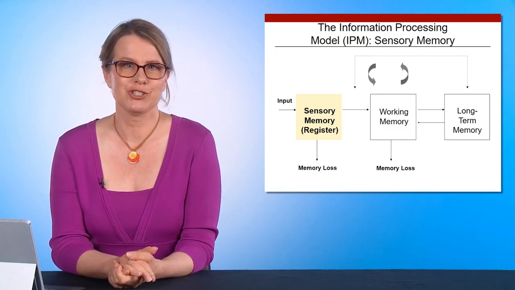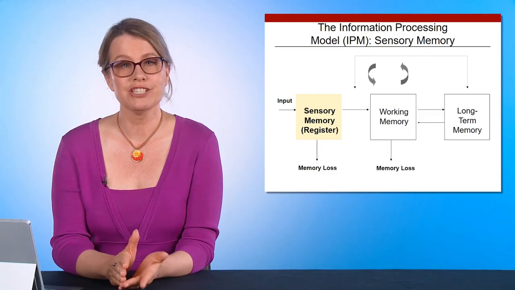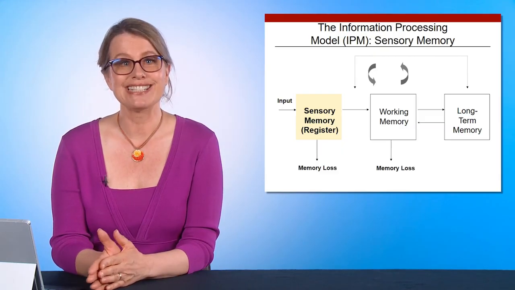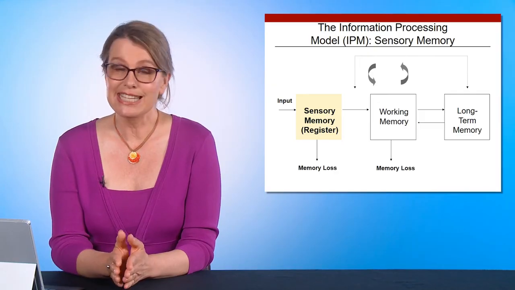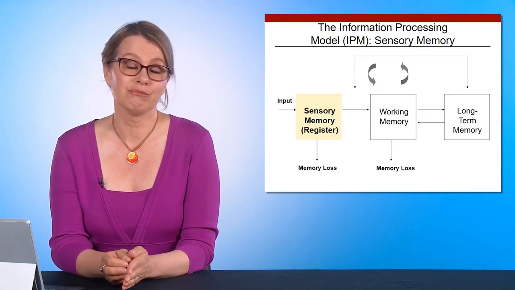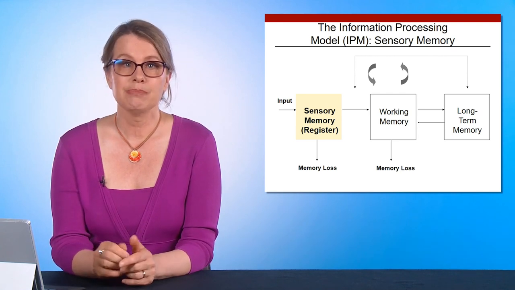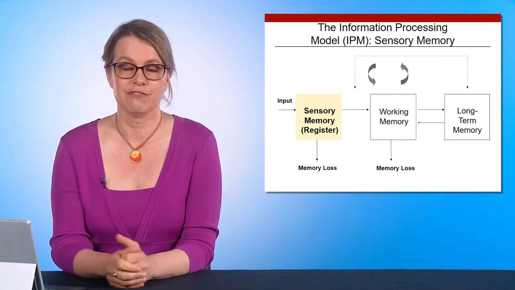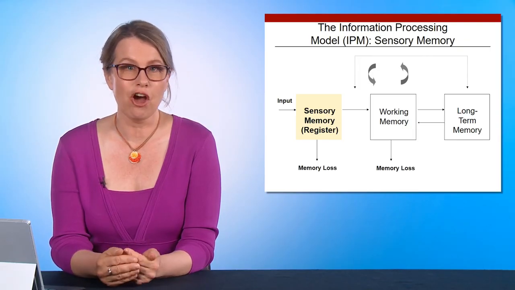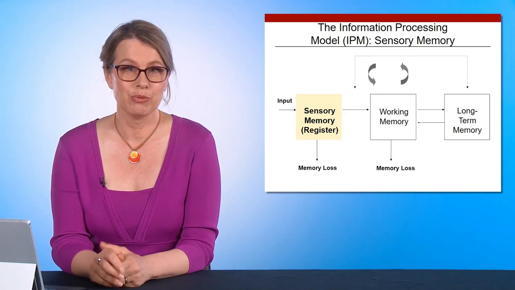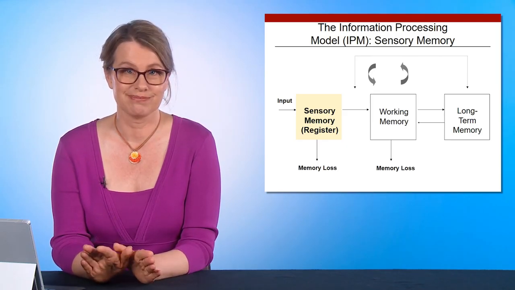So what happens to information in sensory memory? It is either moved into working memory or it is lost in a very short amount of time. This component is also referred to sometimes as register rather than memory because of the brevity of time that information stays there. In fact, if information is not moved into working memory within 0.5 to 3 seconds, it is lost.